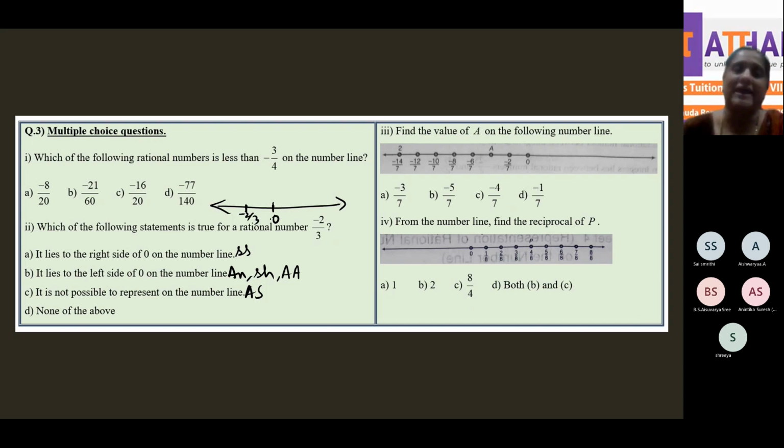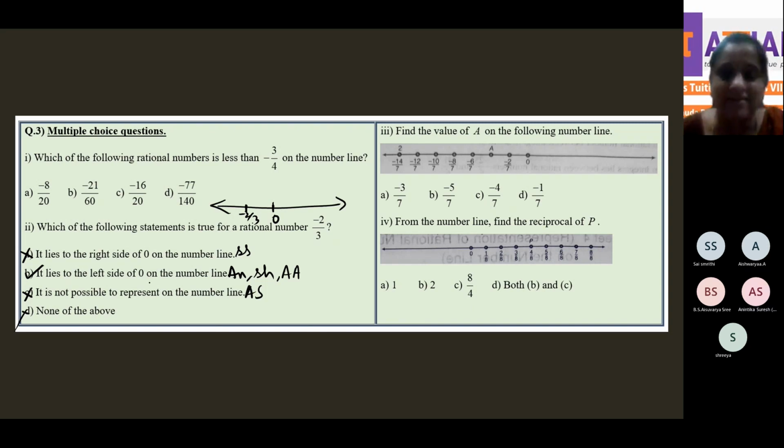Minus 2 by 3, all negative numbers lie to the left of 0. So this number does not lie to the right of 0, so the first one is wrong. It lies to the left of 0 on the number line. Yes, this is correct. It is not possible to represent on the number line. No, this is wrong. And none of the above. Yeah, B is right.